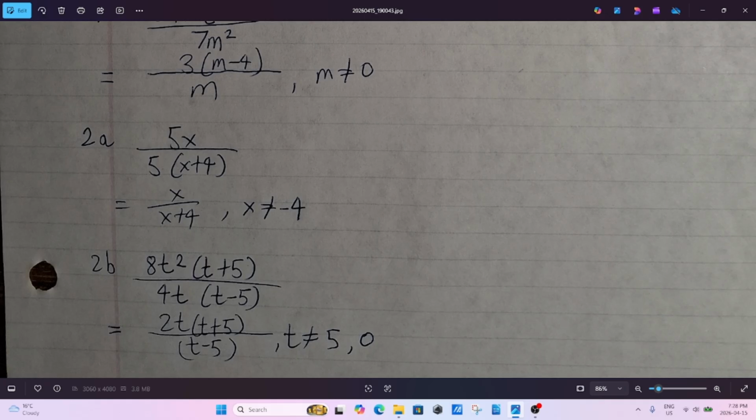2a: 5x divided by 5 times x plus 4. The 5 cancels, so we have x over x plus 4. x cannot be negative 4. 2b: 8t squared times t plus 5 divided by 4t times t minus 5. There's a 2t in the top, and the t plus 5 and t minus 5 is still there. So t cannot be equal to 5 or 0.